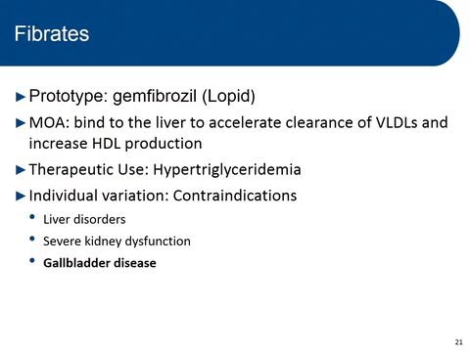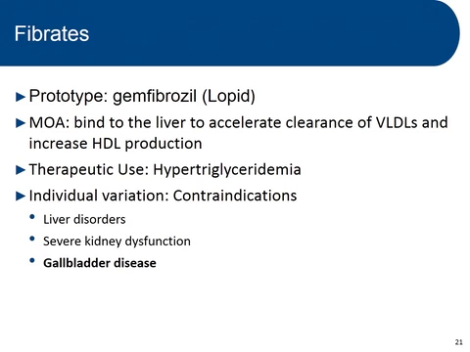These medications bind to the liver to accelerate clearance of VLDL, so very low density lipoproteins, which basically means triglycerides, and they also increase HDL production. Primarily, they're used for patients with high triglycerides. Now, statins, which we've already talked about, are able to reduce triglycerides, so those are still the first line treatment. But if the patient doesn't have adequate reduction, then this is a drug that might get added. Or if for some reason the patient can't be on a statin, then this is a drug they might use.